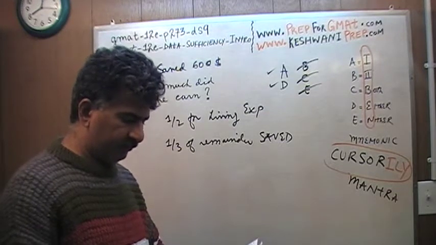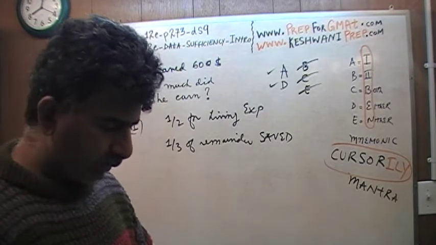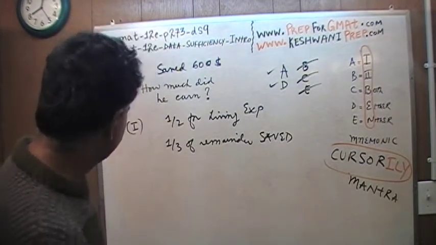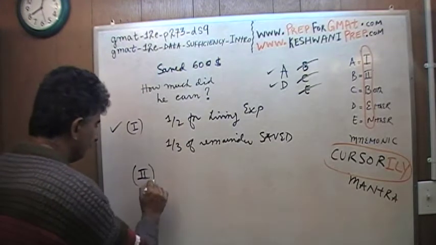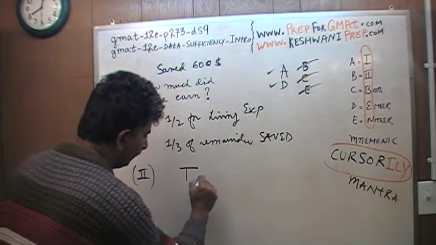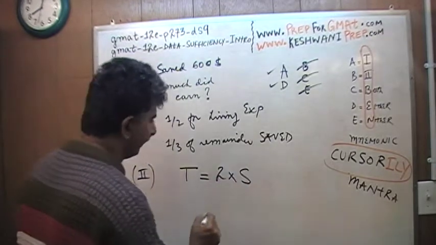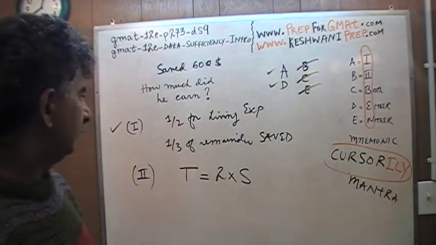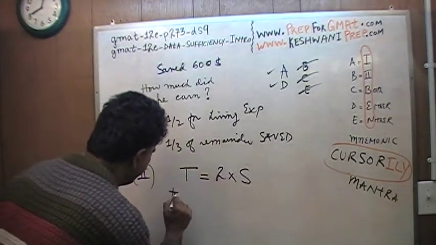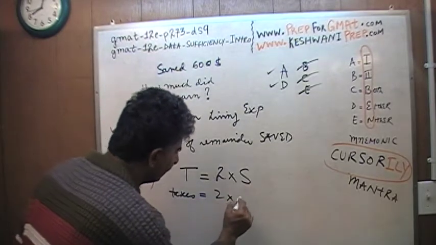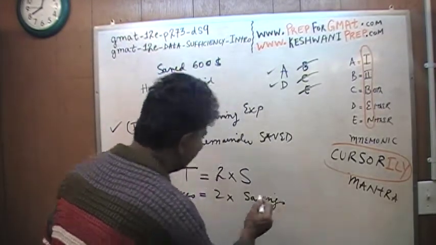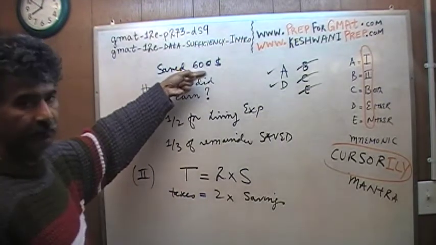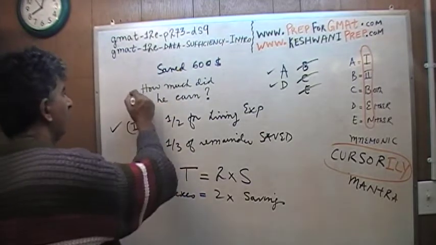The second statement tells us that of his earning last month, Pat paid twice as much in taxes as he saved. So they tell us the taxes that he paid was 2 times his savings. Well, that does not help us, does it? No, it does not. This is the amount of taxes that he paid, and it is 2 times the amount of savings. All that tells me is that he paid $1,200 in taxes. But that is not going to answer the question, how much did he actually earn?